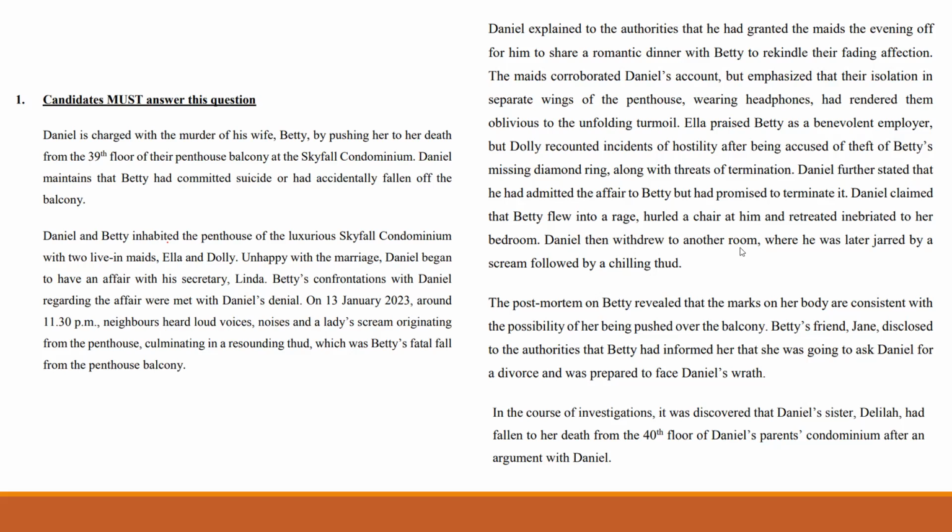Daniel then withdrew to another room, where he was later jarred by a scream followed by a chilling thud. The postmortem on Betty revealed that marks on her body are consistent with the possibility of her being pushed over the balcony. Betty's friend, Jane, disclosed to the authorities that Betty had informed her she was going to ask Daniel for a divorce and was prepared to face Daniel's wrath. In the course of the investigation, it was discovered that Daniel's sister, Delilah, had fallen to her death from the 40th floor of Daniel's parents' condominium after an argument with Daniel.